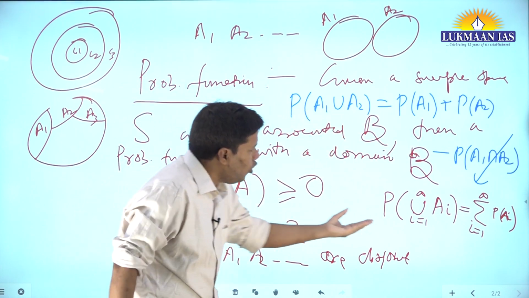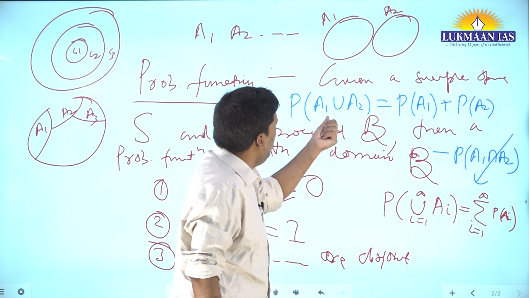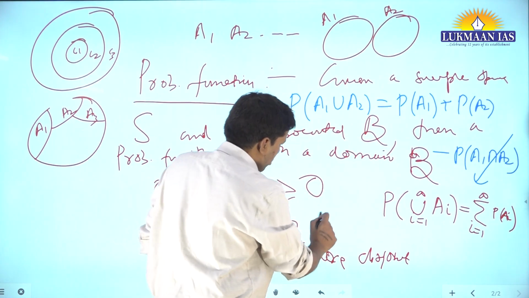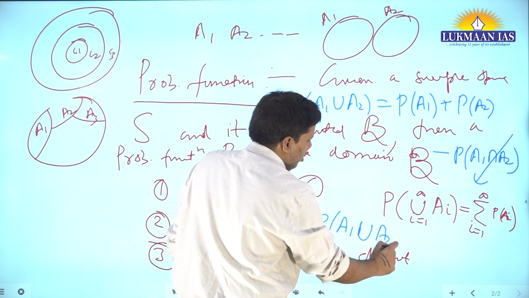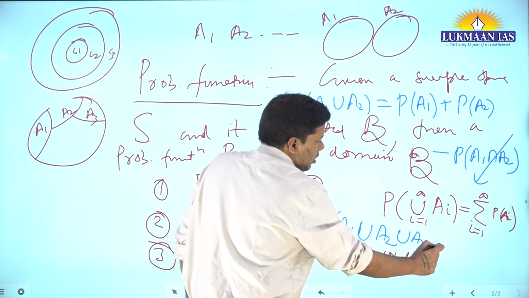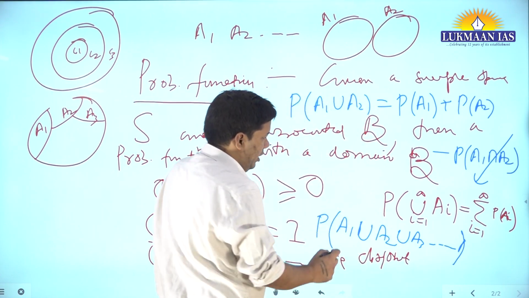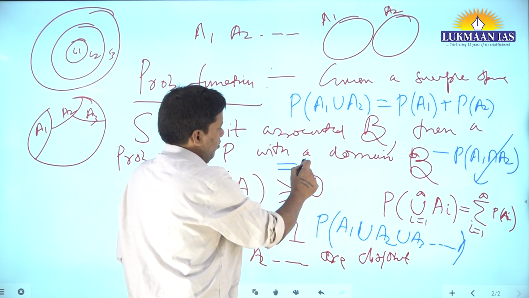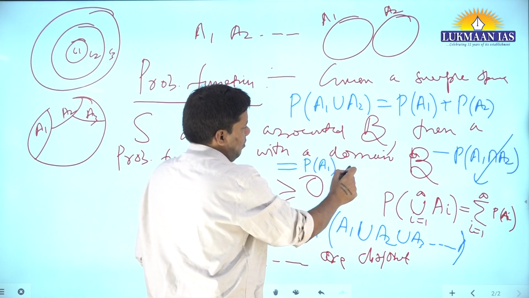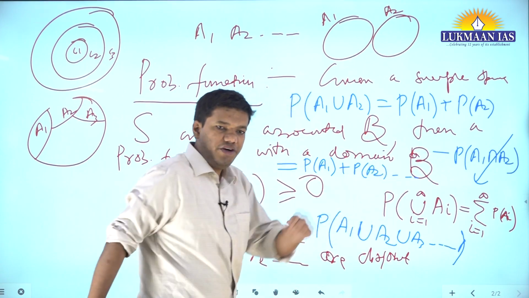Just apply the same thought for infinity. So what you are doing, you are taking A1. If I have to expand this formula, what will I do? Probability of A1, A2, A3 till infinity, right? And this I am writing equal to what? Let me write it here. Probability of A1 plus probability of A2, like that, till infinity.